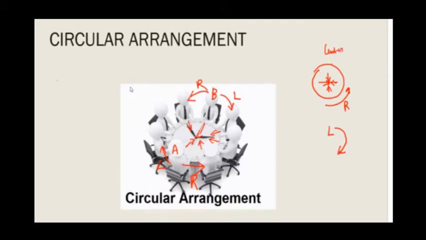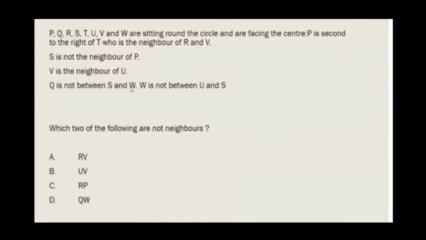When they are facing away from the center, if you have a person A here and B here, with B facing north, then when I say right, you will be going clockwise. When I say left, you will be going anti-clockwise. So please remember this, facing the center and facing away from the center. Let us take a few problems based on this.